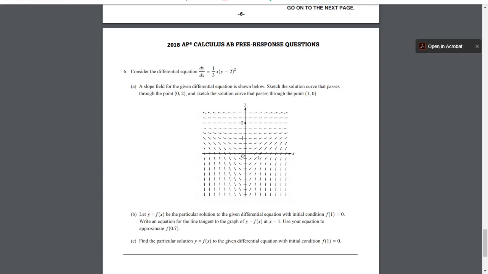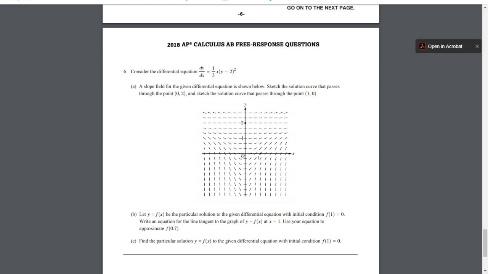All right, 2018 number 6. Consider the differential equation dy/dx equals 1/3 x (y minus 2) quantity squared. A slope field is given below. Sketch the solution curve that passes through (0, 2), and sketch the solution curve that passes through (1, 0).